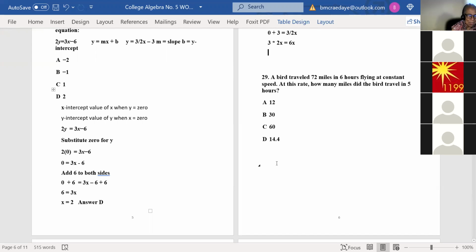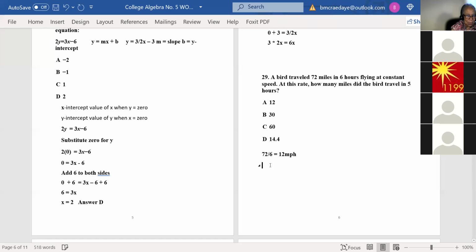What does that give you, Latoya? You're on the right track. 72 divided by 6. 12 times 6 is 72. And that would give you 12. And that's miles per hour, right? Yeah, miles per hour. Distance over time equals rate. So at 12 miles per hour, how many miles did he travel in 5 hours?